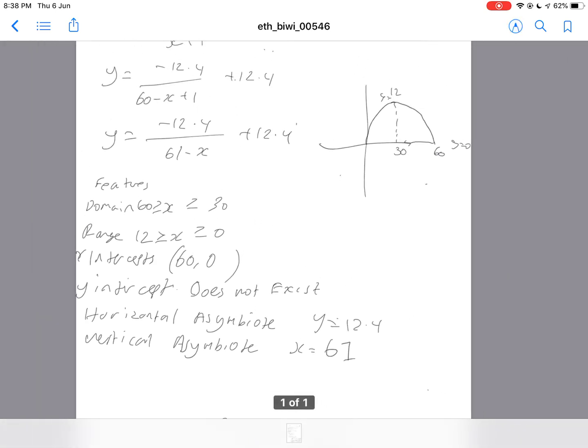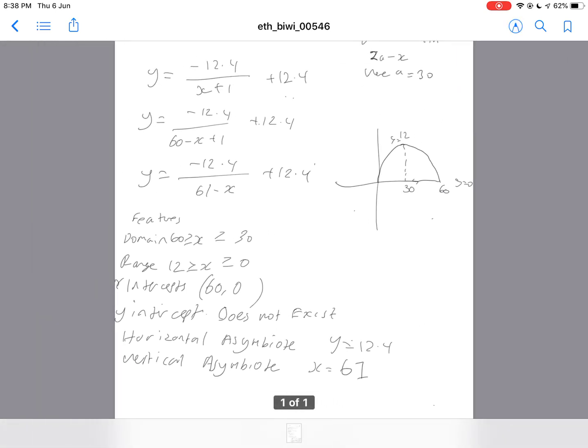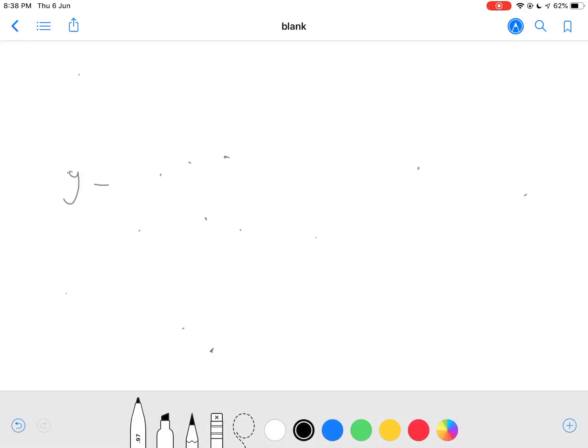Okay, and that should be your features for your hyperbola, okay? Pretty straightforward, not too much drama, okay? We'll go on to the square root now, okay? Our square root graph, our equation was y equals 12 divided by square root of 30 multiplied by square root of x.